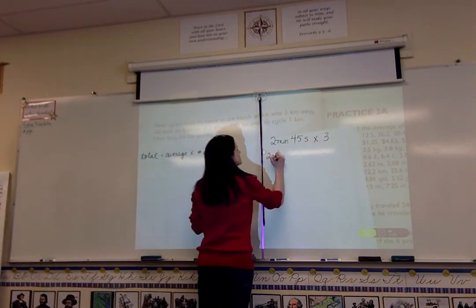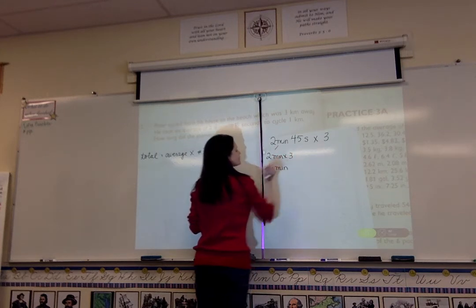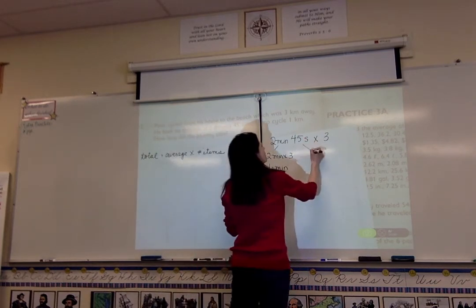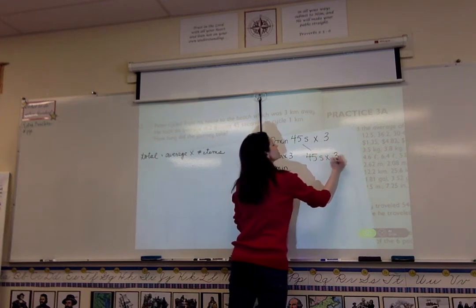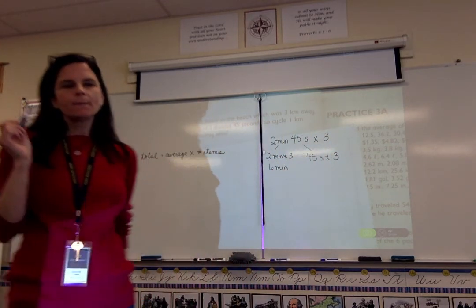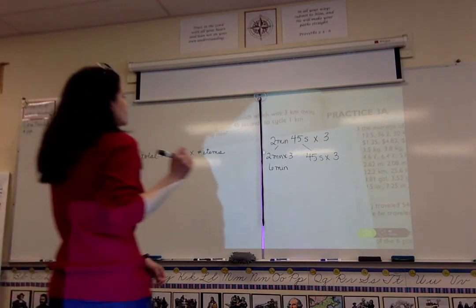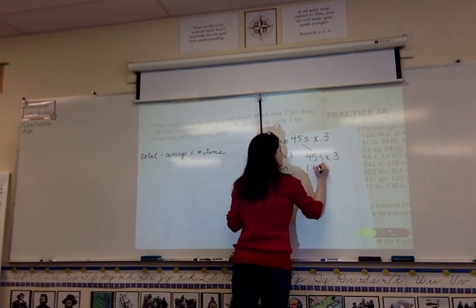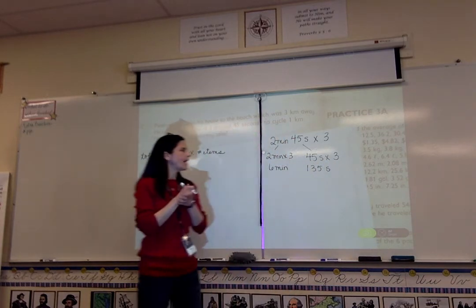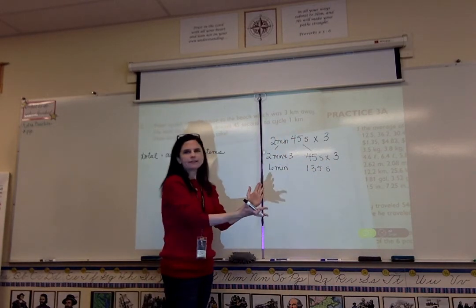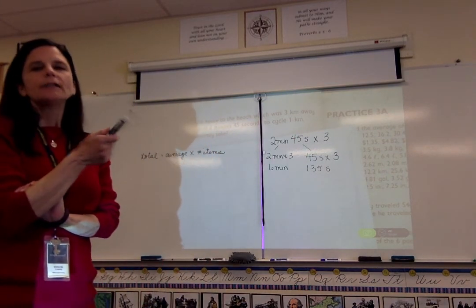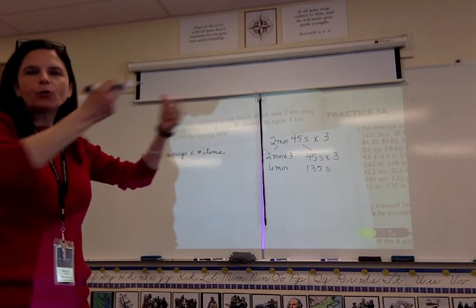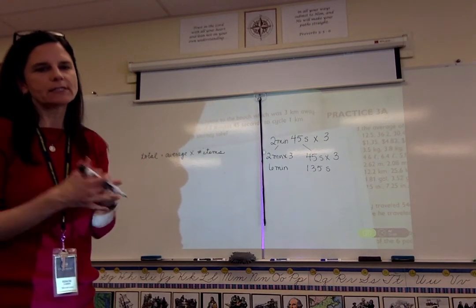So 2 minutes times 3 is 6 minutes. That's pretty simple. We're going to go ahead and take our 45 seconds, we're going to multiply that by 3. And when we do that, we get 135 seconds. Okay, now, before we bring these two compound units together, you may notice that 135 seconds, we need to take those seconds and pull out how many minutes is that, with how many seconds left over?